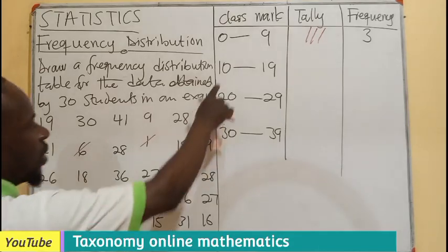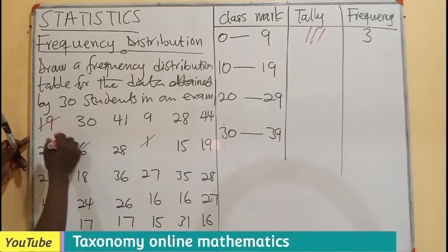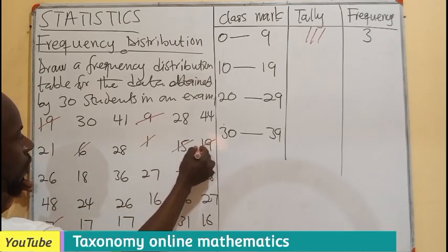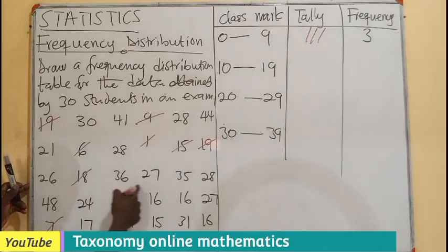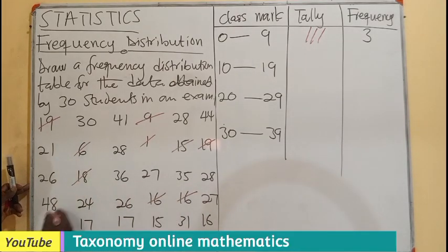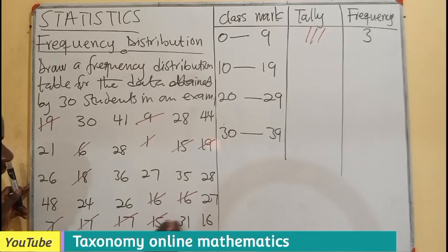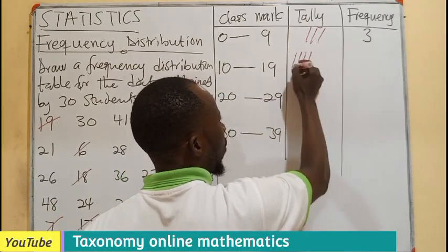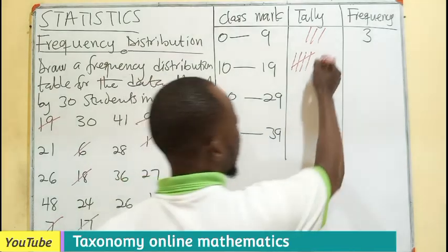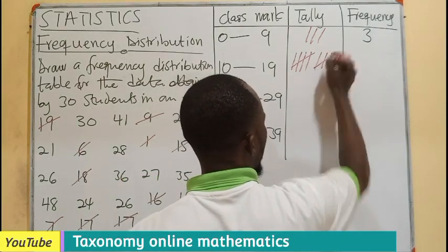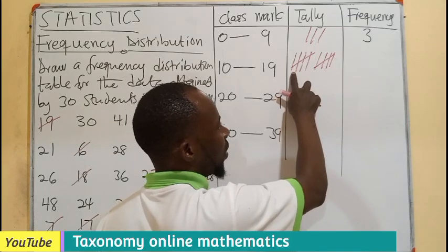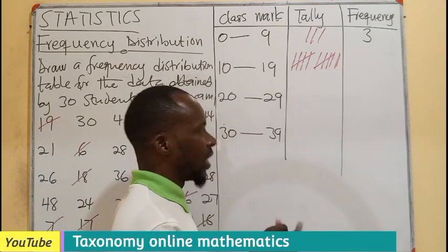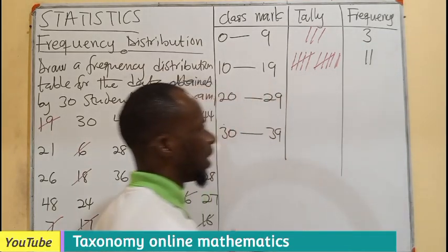Then I am going all the way from 10 to 19. So 19 is here. So 2, 3, 4, 5, 6, 7, 8, 9, 10, 11. So in the tally we have 1, 2, 3, 4. You cross it, making 5. 1, 2, 3, 4. You cross, making 5. So since we are having 2 bundles giving us 10, we need to introduce 1, making it 11. So the frequency is 11.